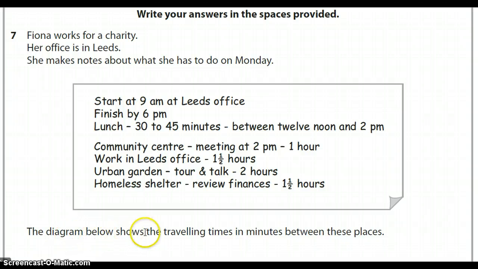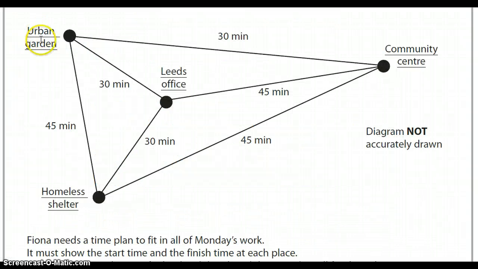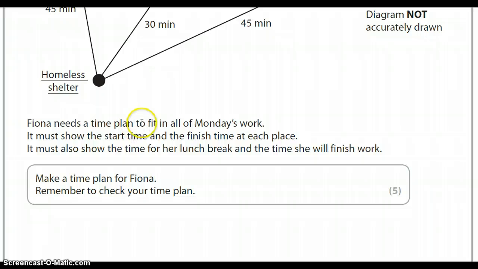The diagram below shows the travelling times in minutes between these places. Urban garden, Leeds office, homeless shelter, community centre. Diagram not accurately drawn. Fiona needs a time plan to fit in all of Monday's work. It must show the start time and the finish time at each place. It must also show the time for her lunch break and the time she will finish work.